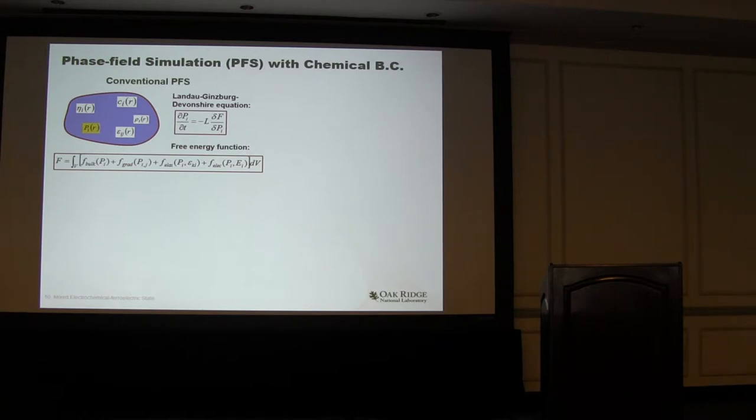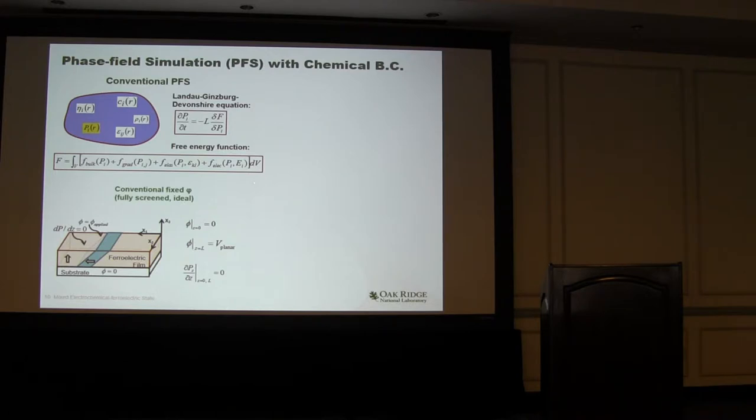This polarization determines the local free energy functional of the system, and the evolution of the polarization simply describes the domain structures. In a typical conventional phase field model, we use fixed electrical potential and fully screened polarization boundary conditions to describe the electrostatic and polarization conditions. These describe bulk materials and comparatively thick thin films pretty well, but have some problems when the film is reduced to ultra-thin thickness.